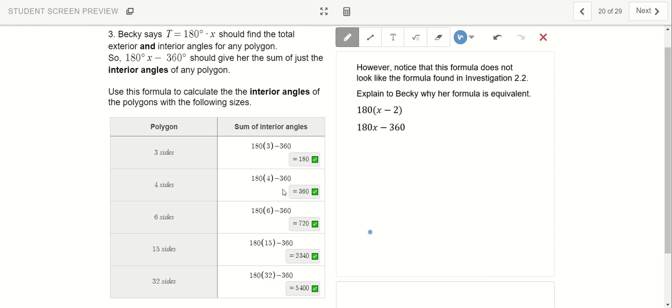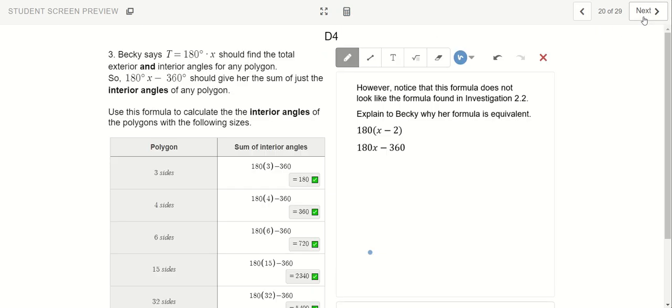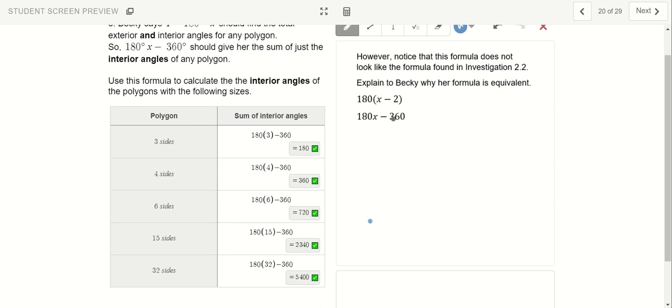Notice that we're using a different equation, but notice these answers, 180, 360, 720, 2340, 5400. Isn't that the same as when we use this first equation? Aren't those answers the same? So what this part's asking is, even though we use 2 different equations, why did we get the same answer? So we can think of, what's 180 times 2? Isn't 180 times 2 360?